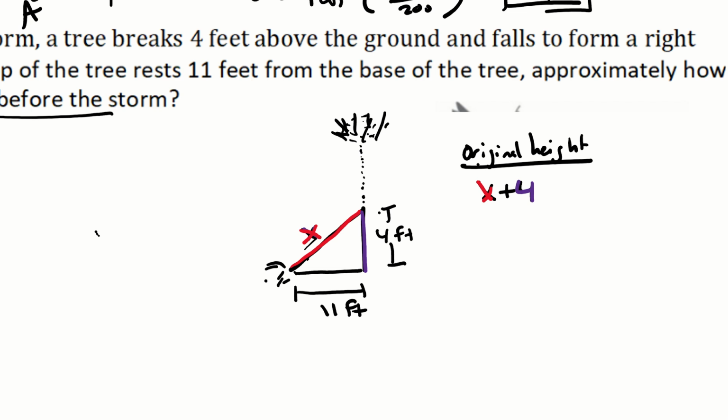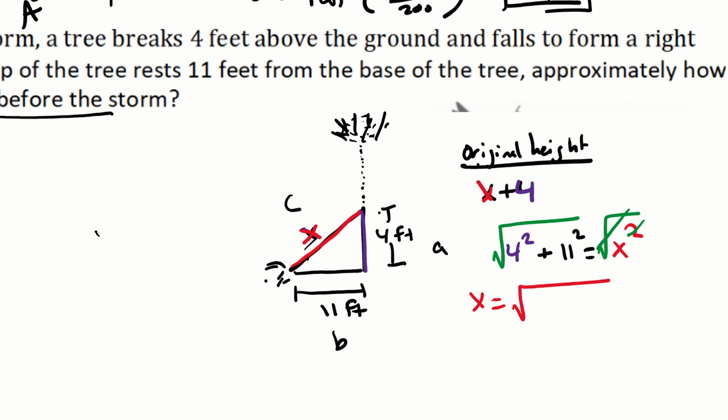All right, so let's go ahead and do that. Let's use the Pythagorean theorem. Remember, it's a squared plus b squared equals c squared, right? And remember, we're going to try to solve for x here. So in order to solve for x, we got to take the square root of both sides so that this cancels. And that'll help us solve for x. So x is equal to the square root of 4 times 4, which is 16, plus 11 times 11, which is 121. So this is the square root of 137. All right, and so the original height is the square root of 137 plus 4.